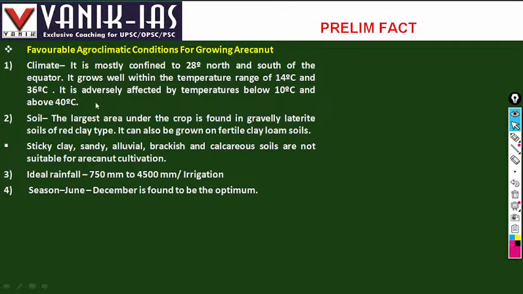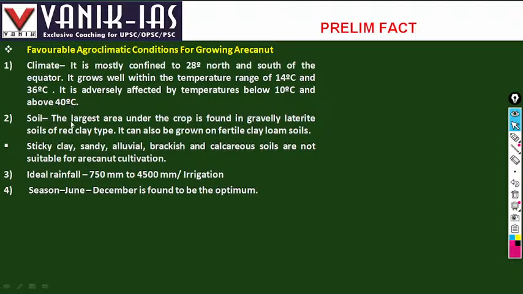Favorable agroclimatic conditions for growing areca nut. Climate: it is mostly confined to 28° north and south of the equator. It grows well within the temperature range of 14°C to 36°C. It is adversely affected by temperatures below 10° and above 40°C.